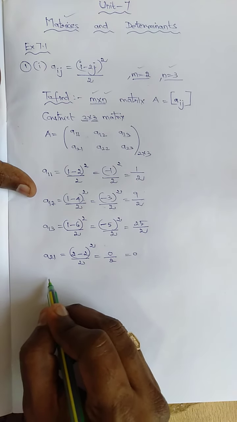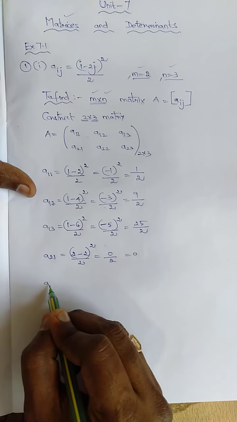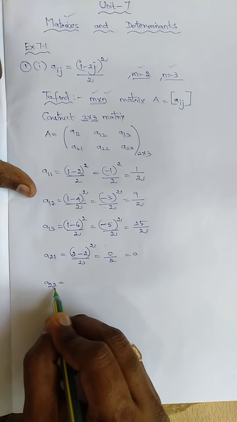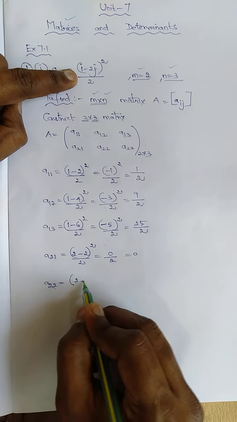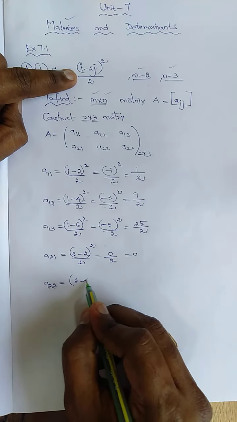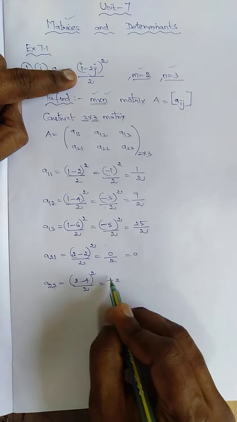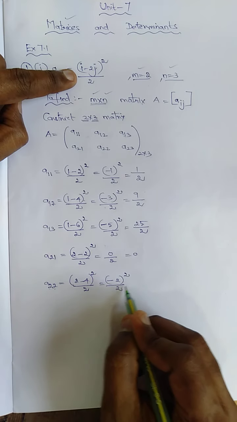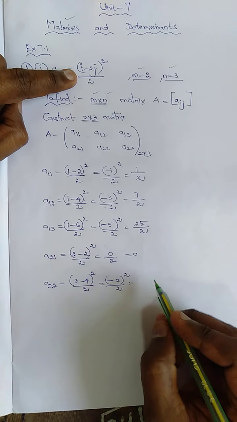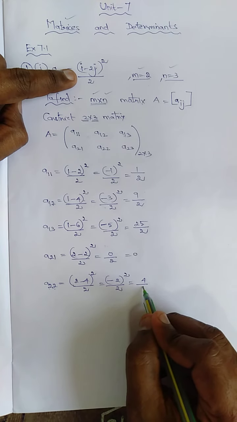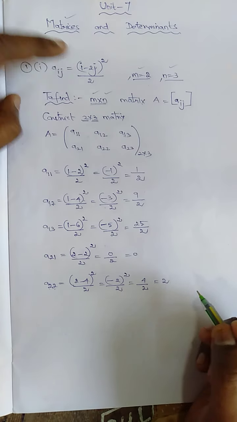After A21 we need to write A22. I is 2, j is 2. Apply here 2 minus 2 2s are 4, whole square divided by 2. 2 minus 4 is minus 2. Minus 2 the whole square divided by 2. Minus 2 the whole square is nothing but 4. 4 by 2. 4 by 2 is 2.